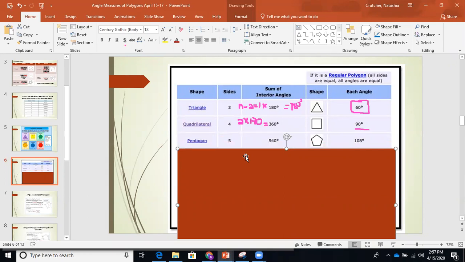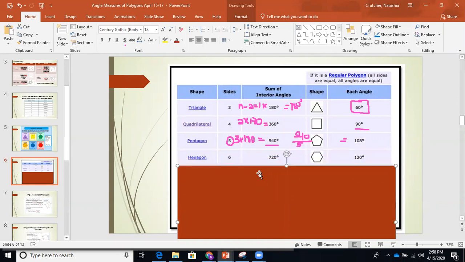Okay, next we have the pentagon, same thing. 5 sides, so n minus 2 gives us 3. So 3 times 180 gives us 540. Then we take that 540 and divide by n, which is again our number of sides, so divide by 5, and that gives us 108. Okay, making sense? Following me?